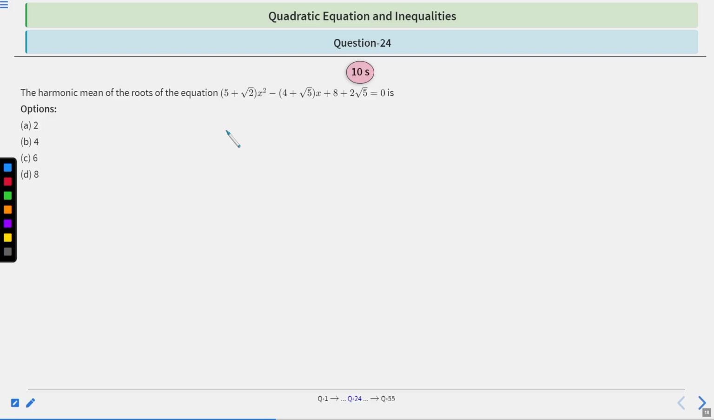The harmonic mean of the roots of the equation (5 plus root 2) x square minus (4 plus root 5) x plus 8 plus 2 root 5 equal to 0. So we have to take the harmonic mean of the roots of the equation. So let's discuss the solution after 10 seconds.